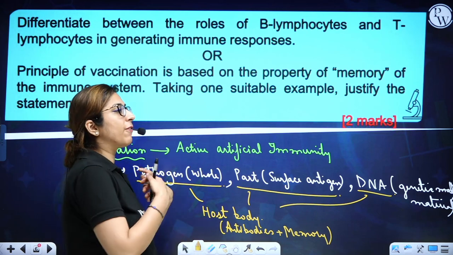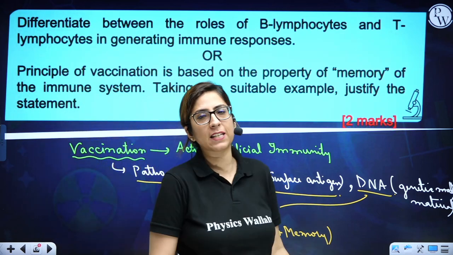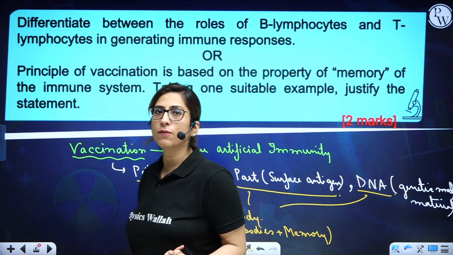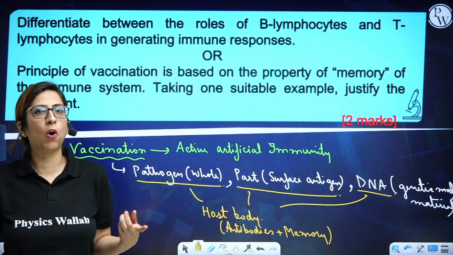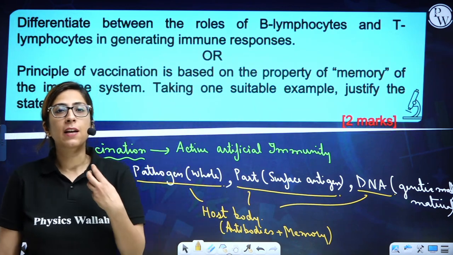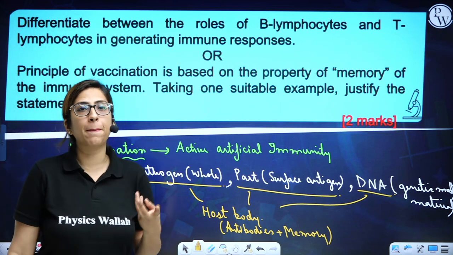Okay? So this memory is important. Today we have created so many types of vaccines, like oral polio vaccines, oral polio drops. You can take an example of that. You can explain it. You can take an example of hepatitis B.